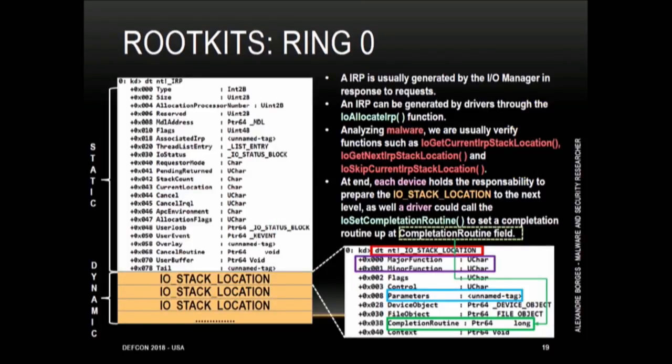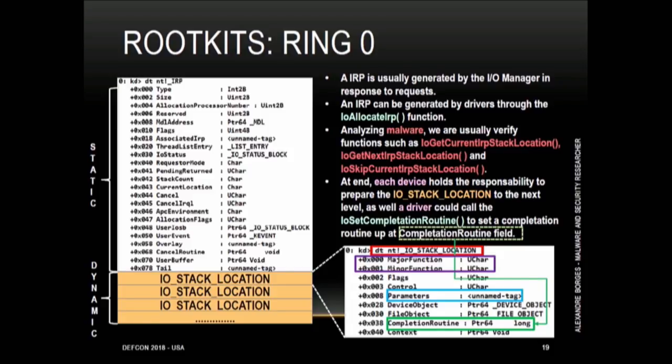Here we have the IRP structure, composed of a static part and a dynamic part. The dynamic part is composed of IO stack locations. So each IRP is created by calling the IoAllocateIrp function. And as I mentioned before, this function and the other three in your head are interesting functions to be analyzed when you reverse your malware.